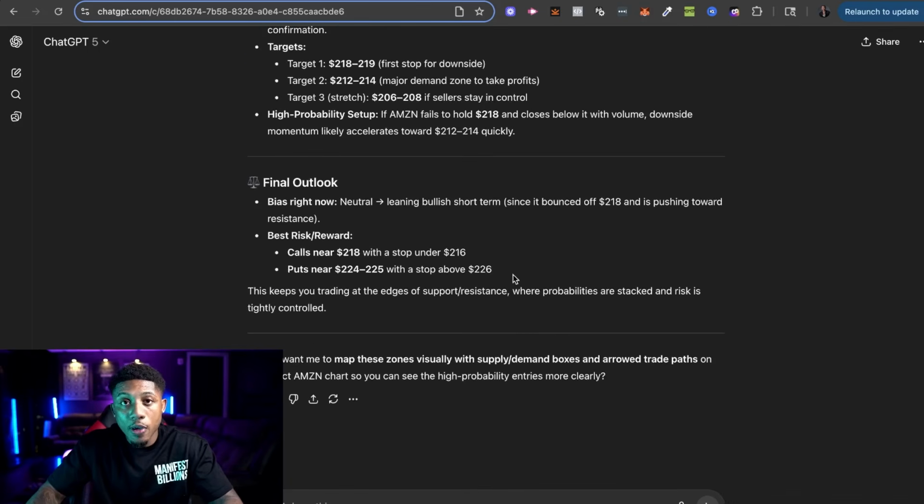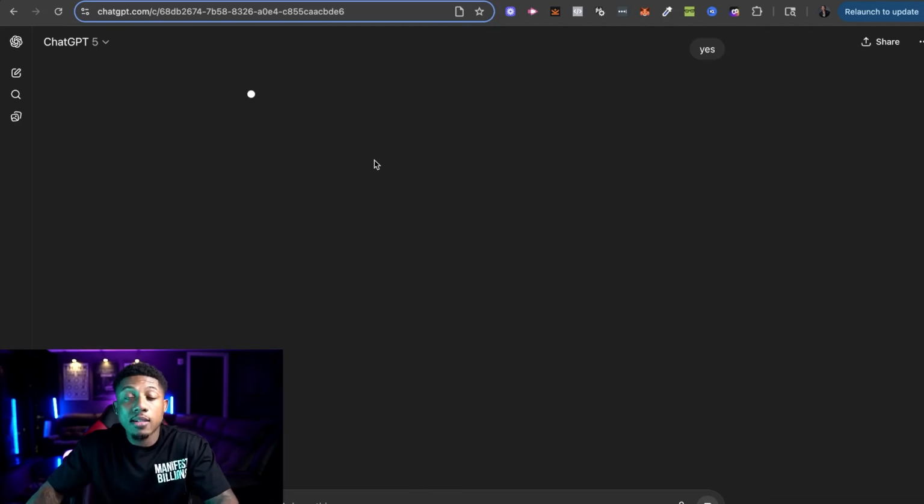Now, the really cool thing that you can do is you can have it draw out all of this stuff for you. So it's going to ask you, do you want me to map these zones visually with supply and demand boxes or support and resistance lines, whatever you want. And what I'll go ahead and do is type yes, and let's see what it gives us.